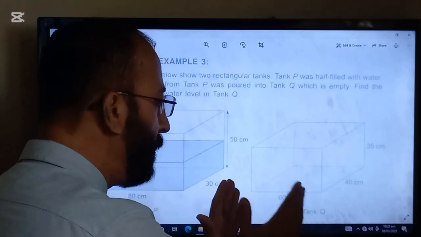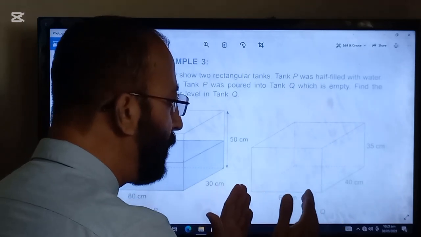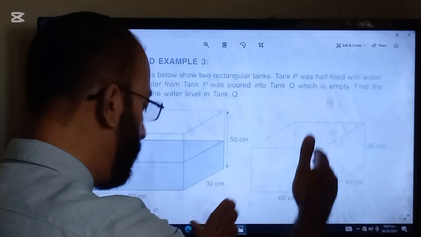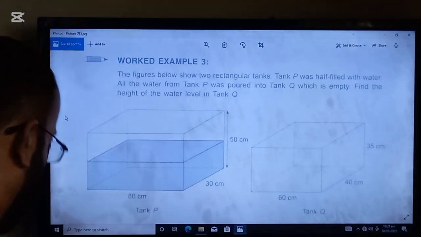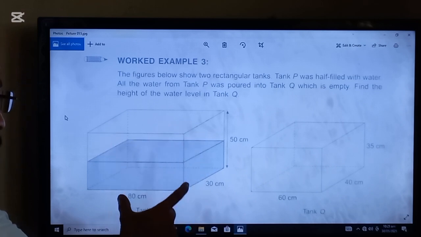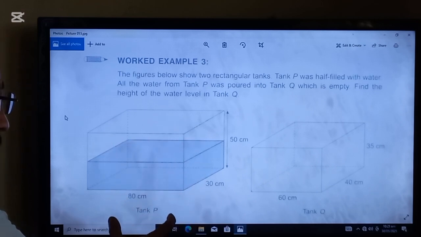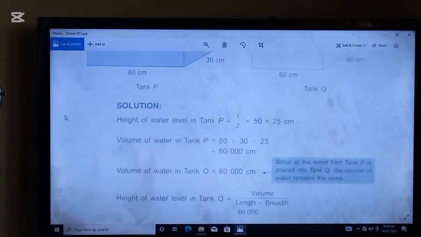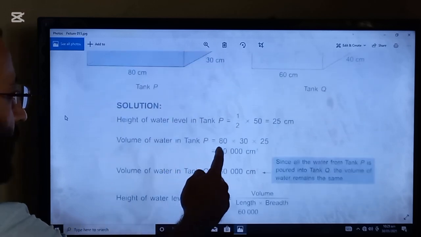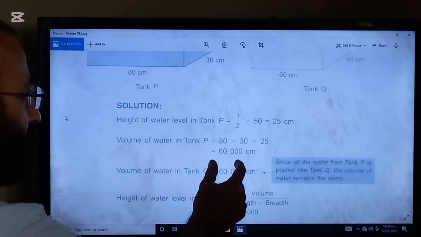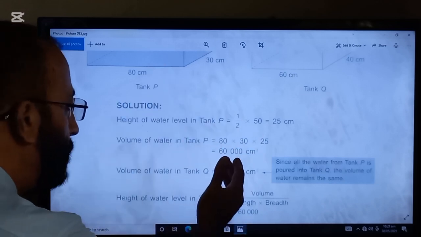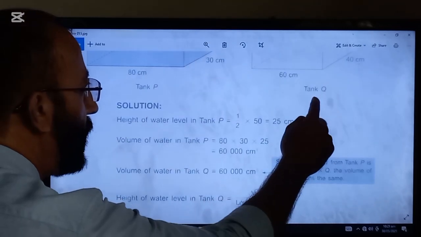So the formula will be used, that is length multiplied by width multiplied by height is equal to volume. So the height will be found from that method. So look now, first we are going to find the volume of the water in tank P. So 80 multiplied by 30 multiplied by 25. This is the volume of the water in tank P. So this volume is now going to be poured into tank Q.